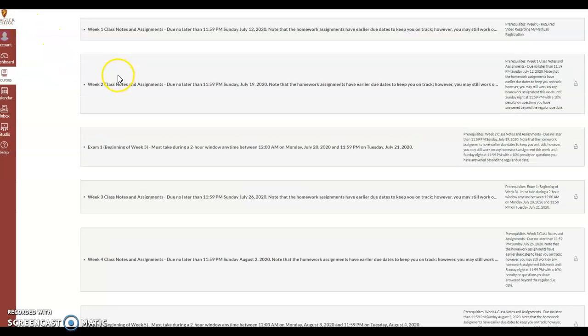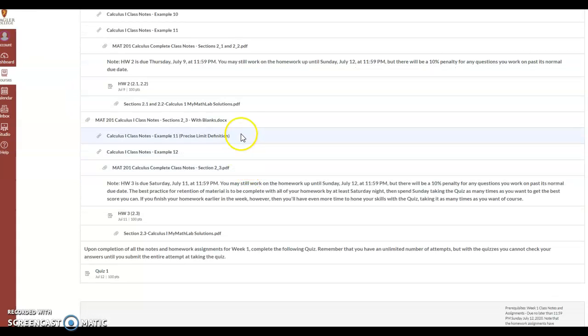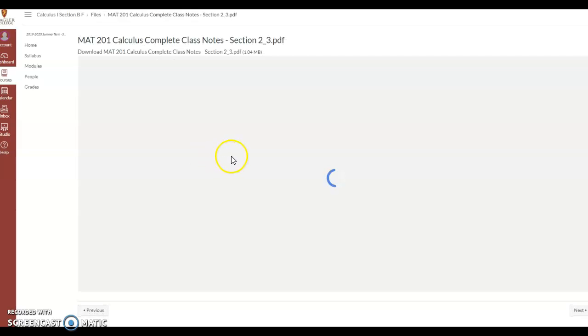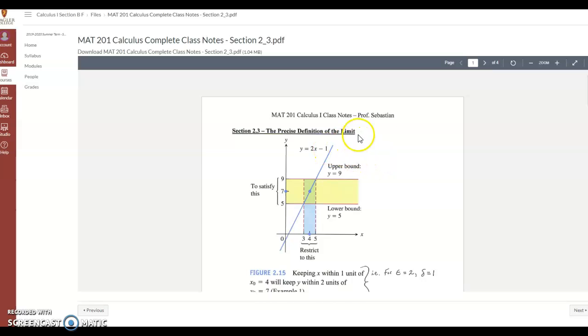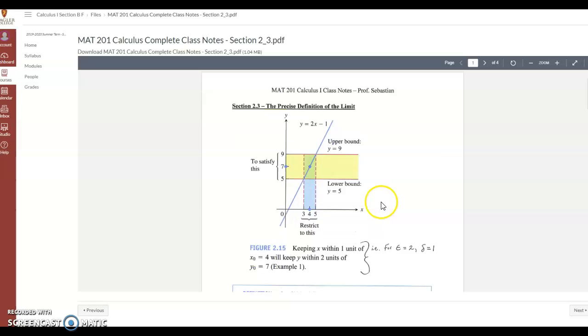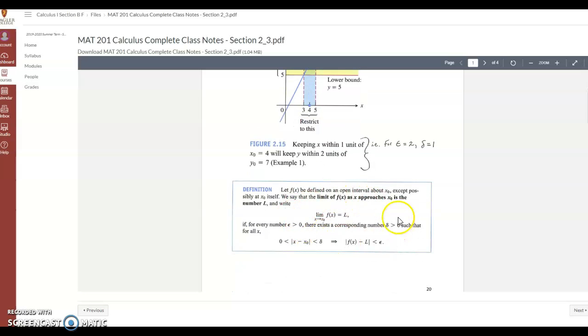The homework that is due Saturday night at midnight would be section 2.3. Let me open it real quick. In section 2.3, we're talking about what's called the precise definition of the limit. For many of you, this will be the first time you've seen something abstract in mathematics. It's called an epsilon-delta argument. This is the definition. I don't want to go into any of that. I have videos on it and I walk you through homeworks, etc.